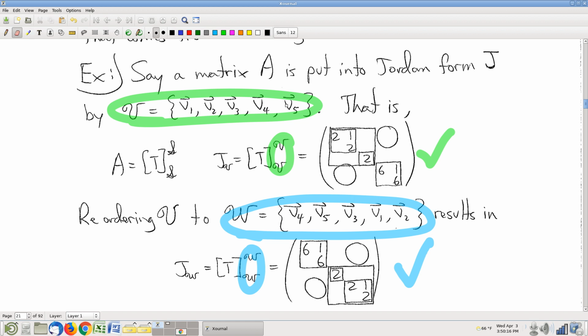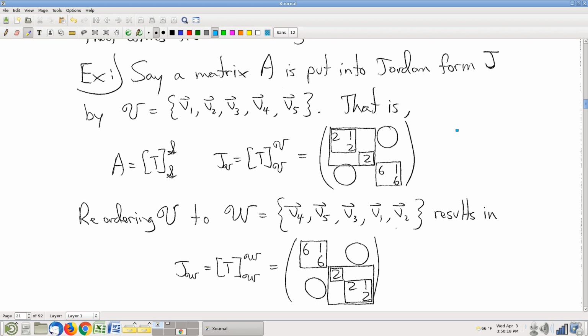Okay. Now, let me be a little bit more precise, and I like using the colors for this. Let's look at this first block. This first block intersects those first 2 columns. Columns tell you about images of basis vectors. Therefore, these 2 columns are telling you about those 2 basis vectors. I'm going to say it like this. That block corresponds to those 2 basis vectors. Likewise, this block corresponds to that basis vector. This block corresponds to these 2 basis vectors.